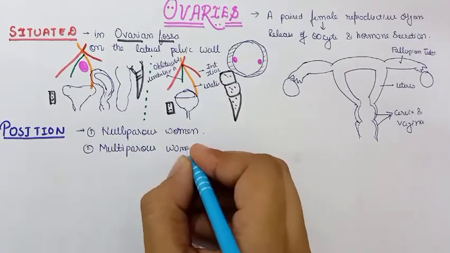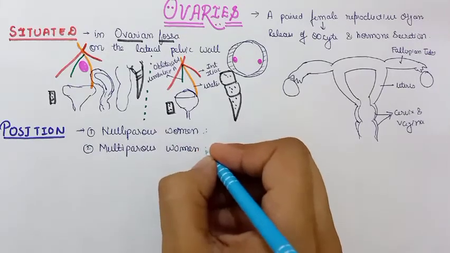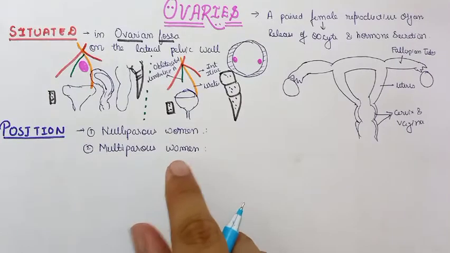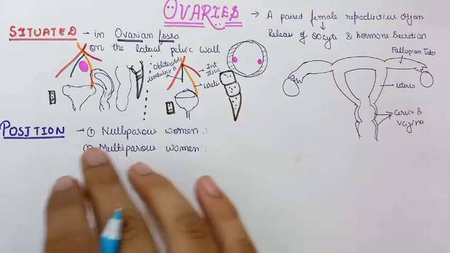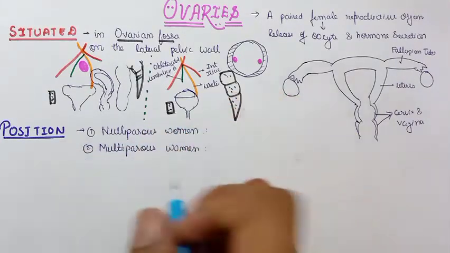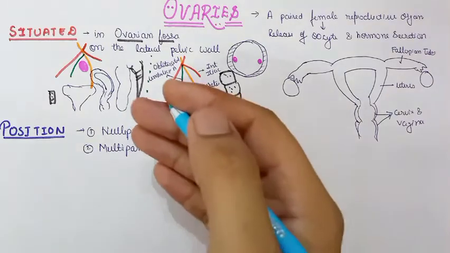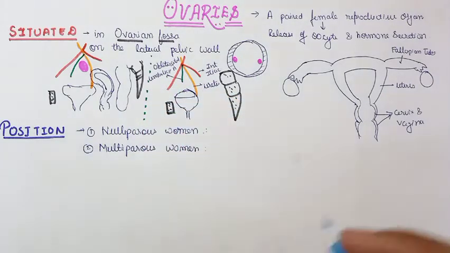So the position or the orientation of the ovary is different in both the scenarios. Due to the pull by the uterus, the position of the ovary shifts from one to the other in nulliparous and multiparous women. So first let's discuss the orientation of the ovaries in general, and we will apply it to the nulliparous and the multiparous respectively.